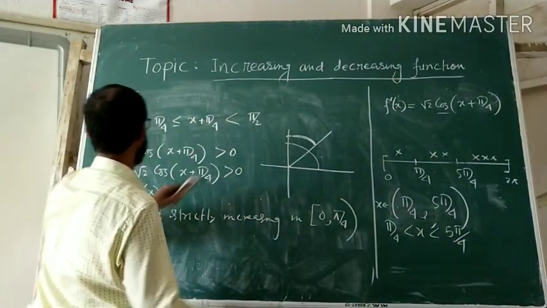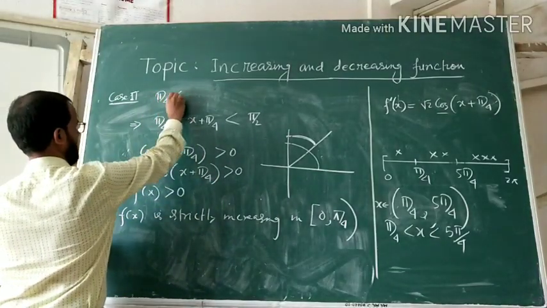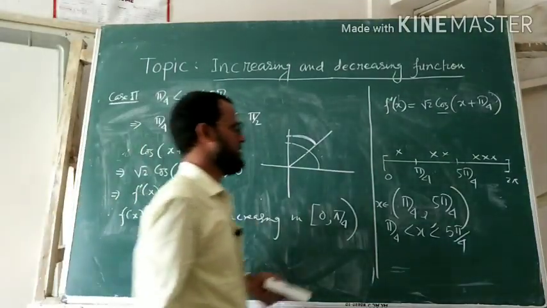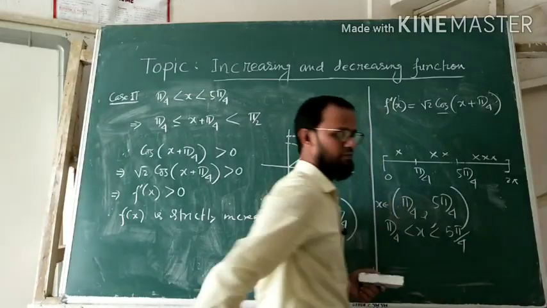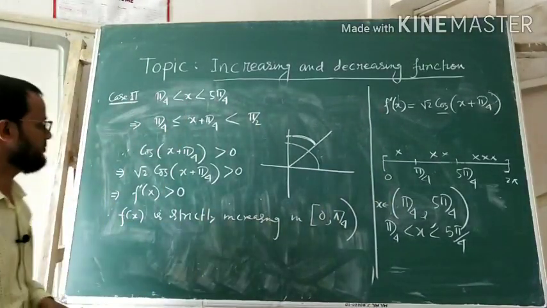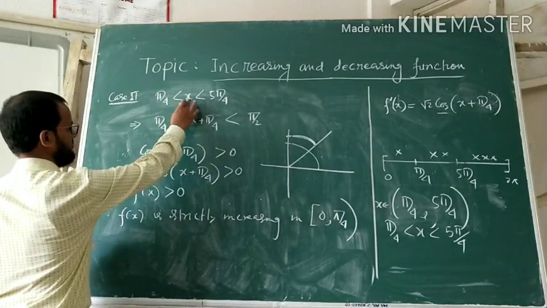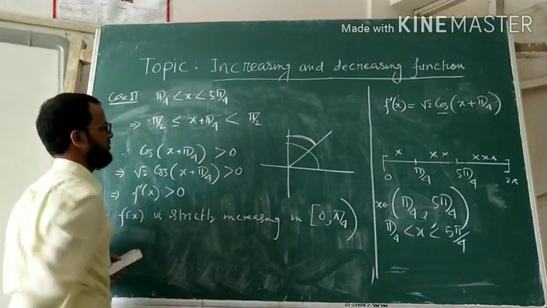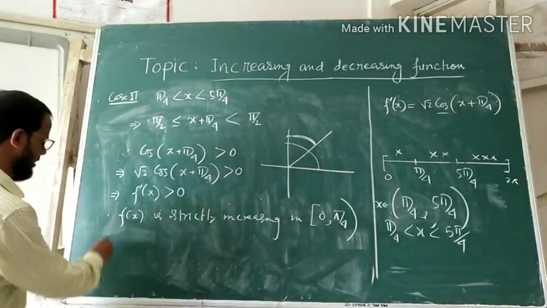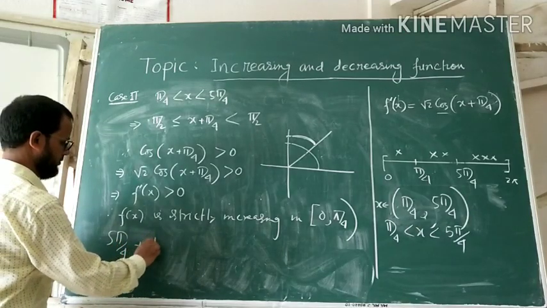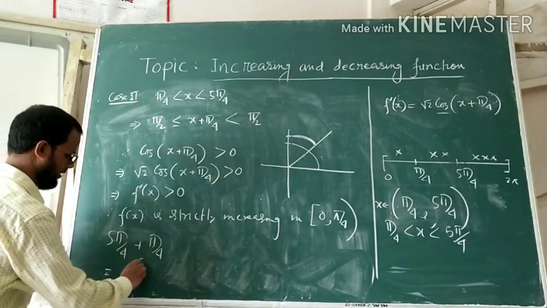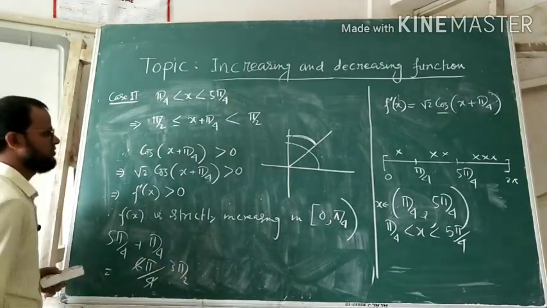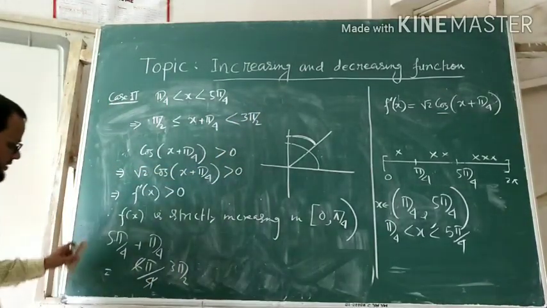So, start with second case. Pi by 4 less than x less than 5 pi by 4. Your original angle inside the cos is x plus pi by 4. So, we have to make this x into x plus pi by 4. If you add pi by 4 to both sides, pi by 4 plus pi by 4 will be pi by 2. It will be x plus pi by 4, and then 5 pi by 4 plus pi by 4 means 6 pi by 4. Cancelling, it will be 3 pi by 2.